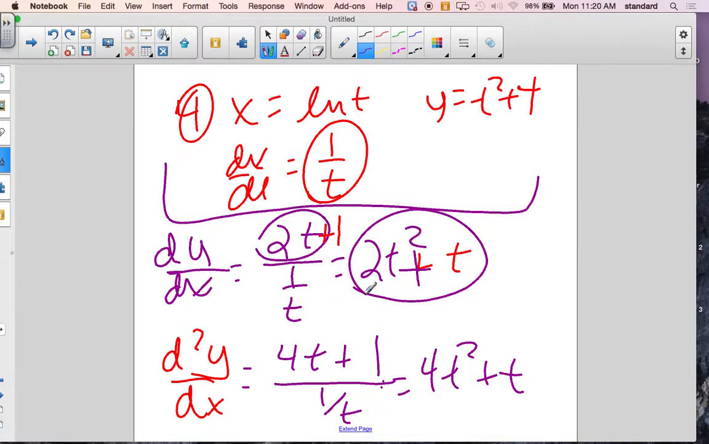All right, let's skip number 5 and go on to number 7, because that way I'll capture a trig function as we go. All right, so this is number 7.